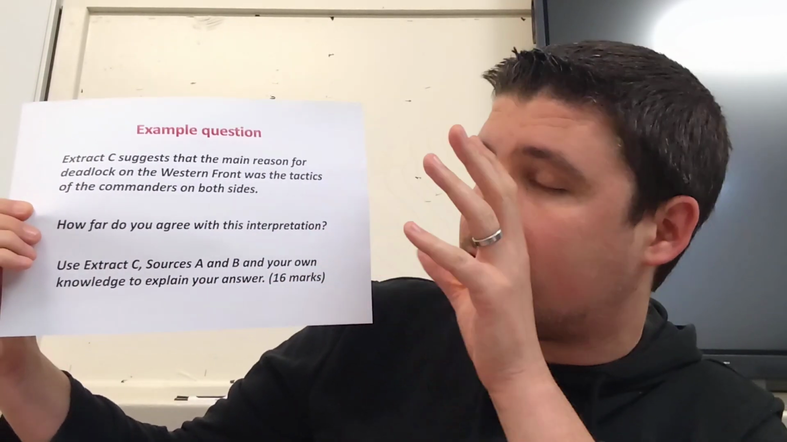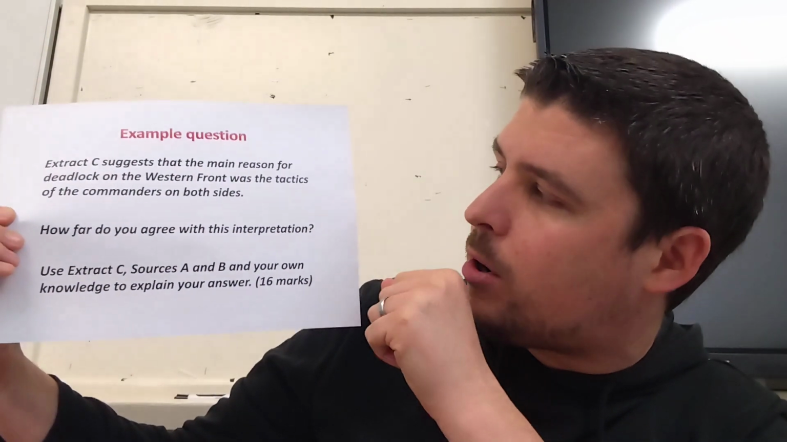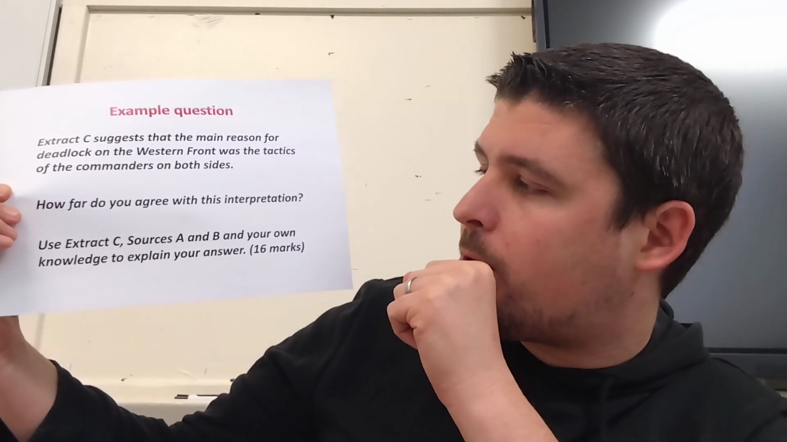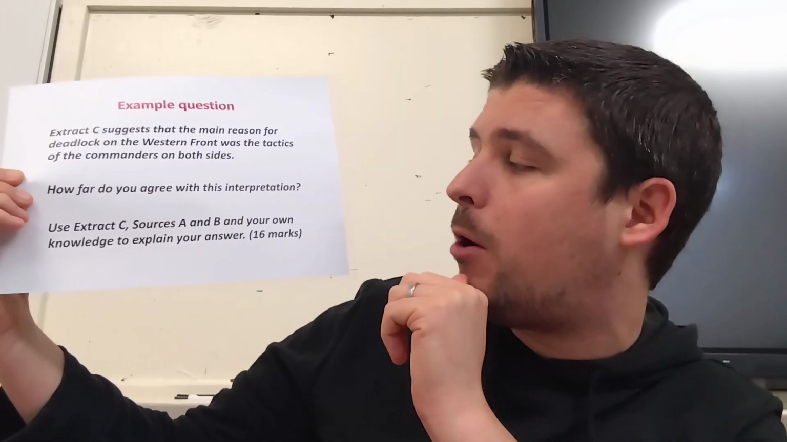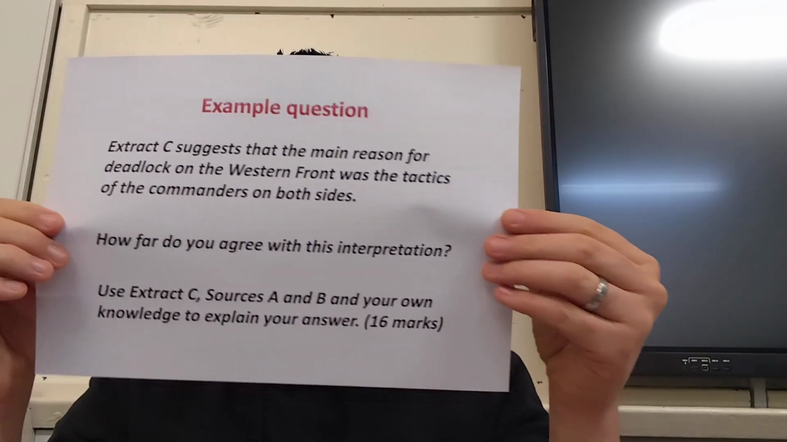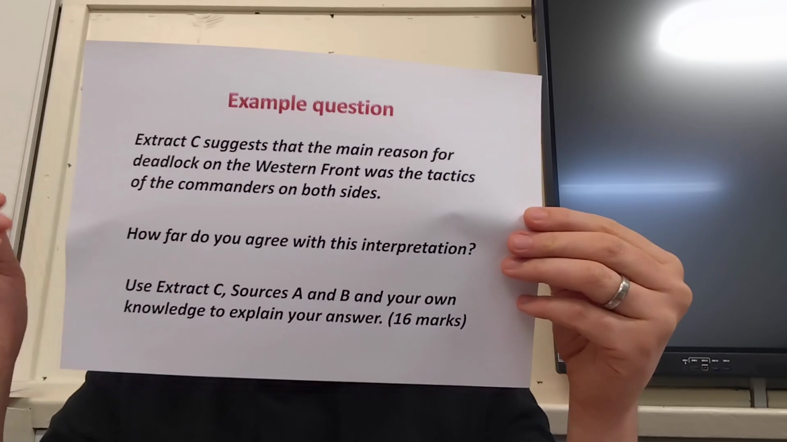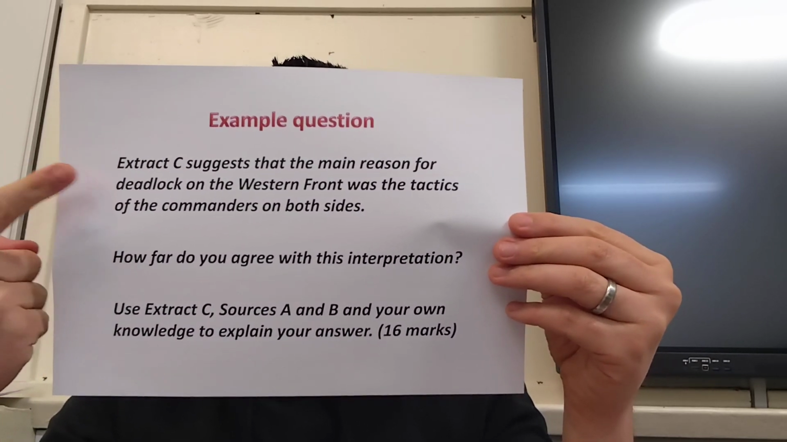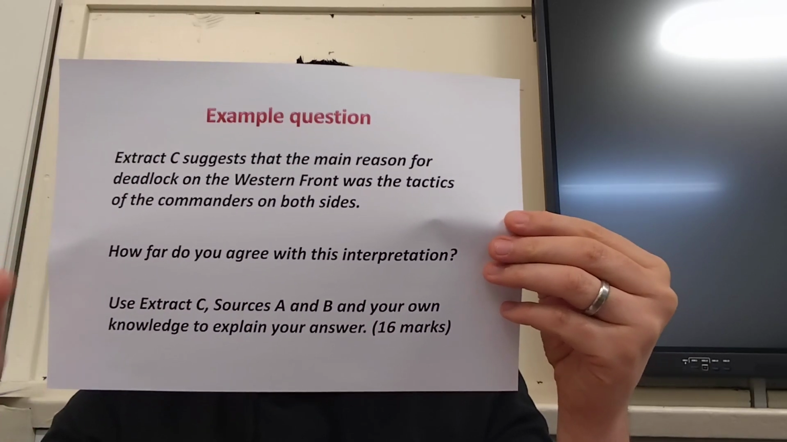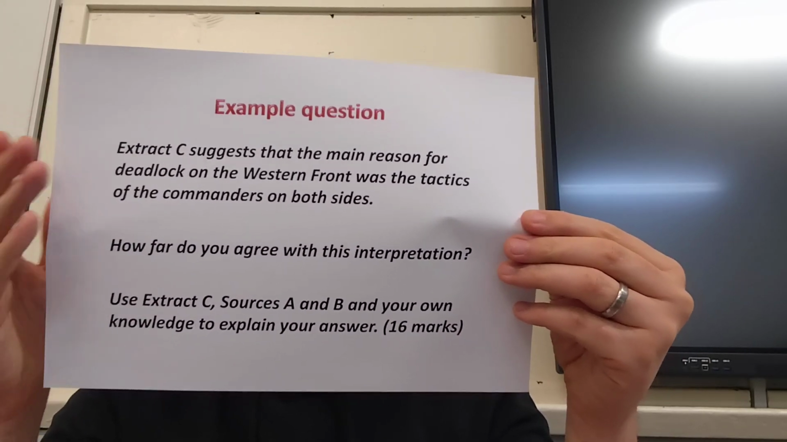So it's an example 16 mark question. Extract C suggests that the main reason for deadlock on the Western Front was the tactics of the commanders on both sides. How far do you agree with this interpretation? Use extract C, sources A and B, and your own knowledge to explain your answer. Right, breaking this down. Let's keep it really simple. This question is asking, essentially, how much do you agree with extract C? Extract C says that the main reason why there was deadlock on the Western Front was the tactics of the commanders. So, how much do you agree with that?